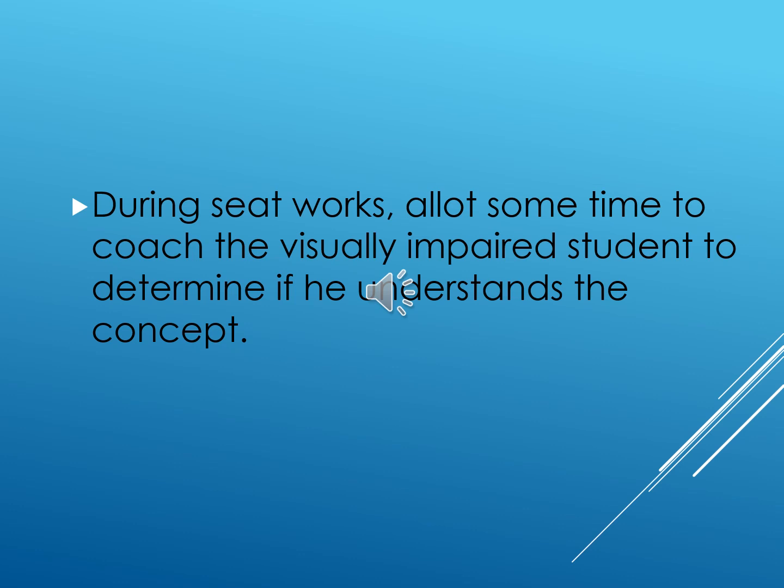Another inclusive strategy is to approach your blind or visually impaired student during the time when you are providing seat work to your class. Now you can set this time to ask him if he is able to understand your lesson, or if he has questions, no? Or if he wants more explanations, or if he wants more details on a particular aspect of your discussion.